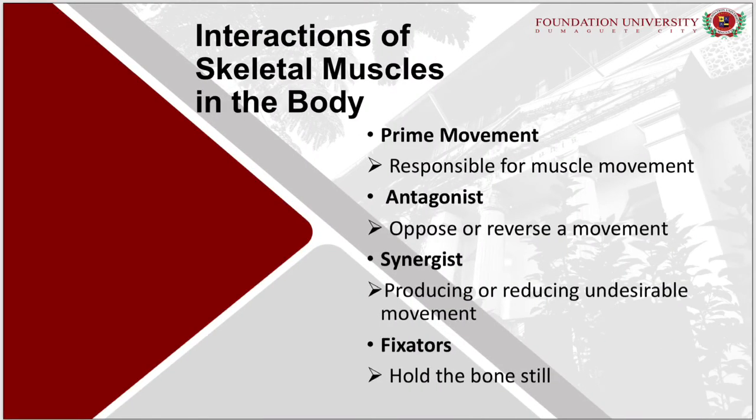To move the skeleton, the tension created by the contraction of the fibers in most skeletal muscles is transferred to the tendons. The muscle that has the major responsibility for causing a particular movement is called the prime mover. The muscles that oppose or reverse a movement are antagonists. When a prime mover is active, its antagonist is stretched and relaxed. The synergists help prime movers by producing the same movement or by reducing undesirable movements. Fixators hold the bone still or stabilize the origin of a prime mover, so all the tension can be used to move the insertion bone.